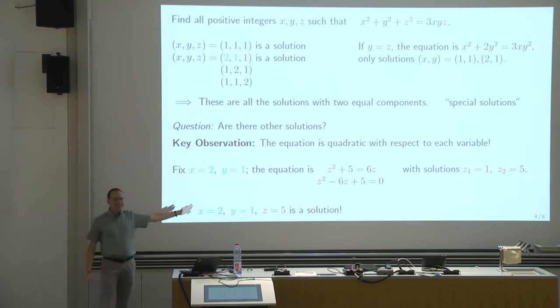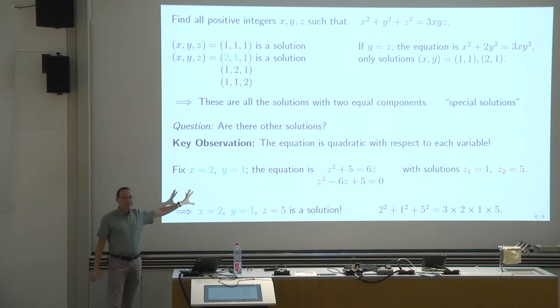Just by randomly guessing, you wouldn't have gotten to 215 quickly enough. If you don't believe, let's check. 2 squared plus 1 squared plus 5 squared: 4 plus 1 plus 25 is 30. It's 3 times 2 times 1 times 5. So we found another solution. Excellent. This will be the main idea. We'll do it, as you say, systematically to exhaust all the solutions.